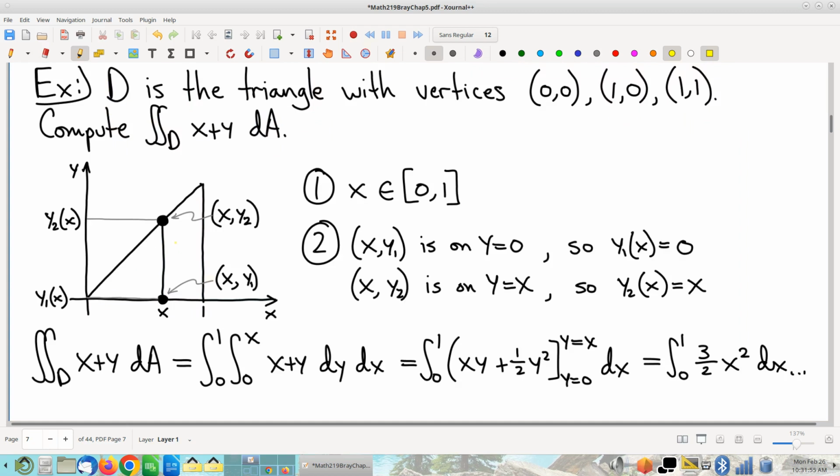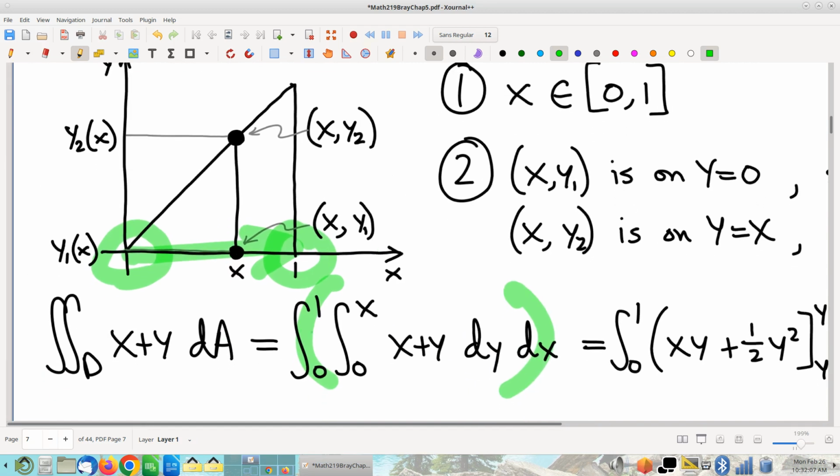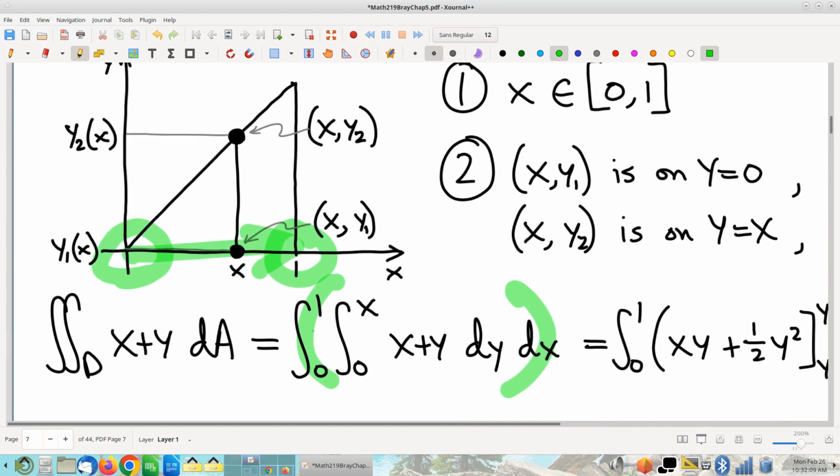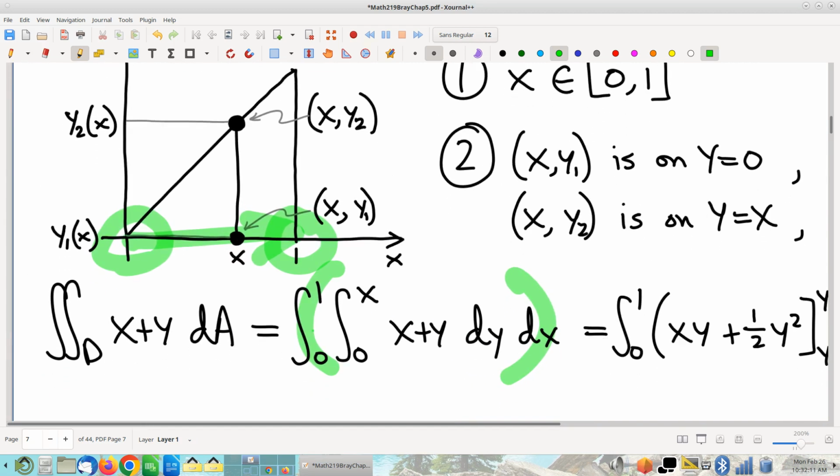My first option here, I'm going to slice first in the x direction. And you can see I've got x going from 0 to 1 right there in my development of my iterated integral. Now, with that decided, we're going to fix a value of x. And now for that value of x, I look at this x slice.